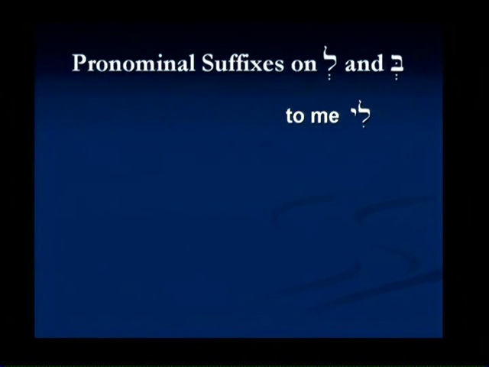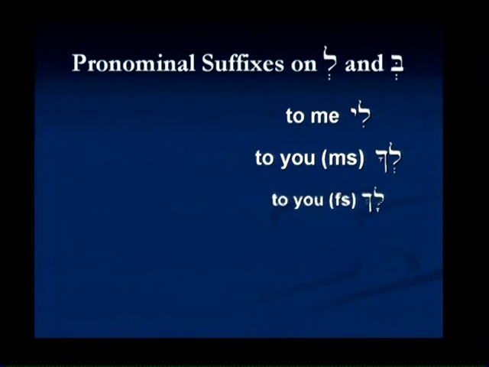All right. With Beth and Lamed. Li is to me. Notice normally it has the schwa; just put the hirik yod and place the schwa. Li, to or for me. Leka, to or for you. Lak, to or for you.